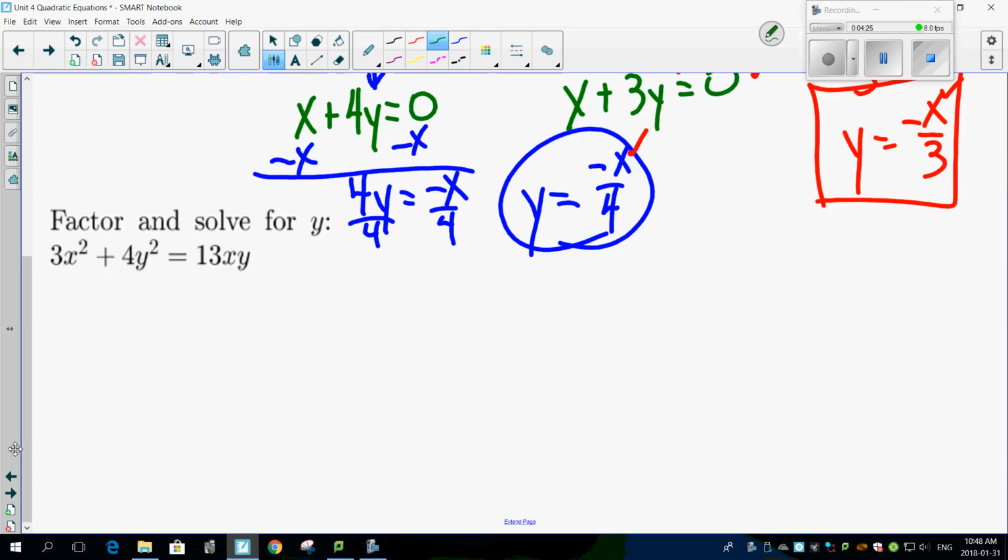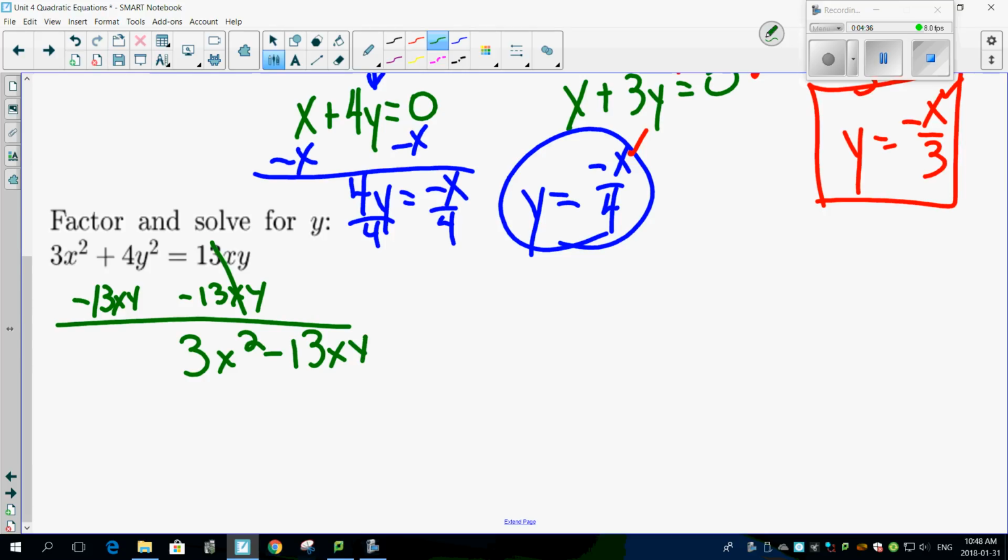So just like the last time, get rid of the xy, make this equal to 0, but look where I'm putting the xy. I'm putting it in the middle. So this becomes 3x squared minus 13xy, plus 4y squared. That equals 0, and by letting it equal 0, that allows us to solve things.